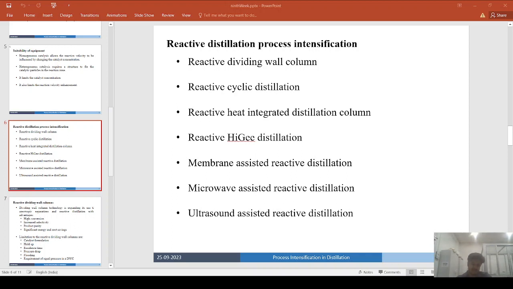Another example is ultrasound assisted reactive distillation. We will not look into it much, but our main focus will be on the reactive dividing wall columns, reactive cyclic distillation, reactive heat integrated distillation column, reactive HiGee distillation, and membrane assisted reactive distillation. So these are the 5 reactive distillation setups that we will be going through in a very detailed fashion.